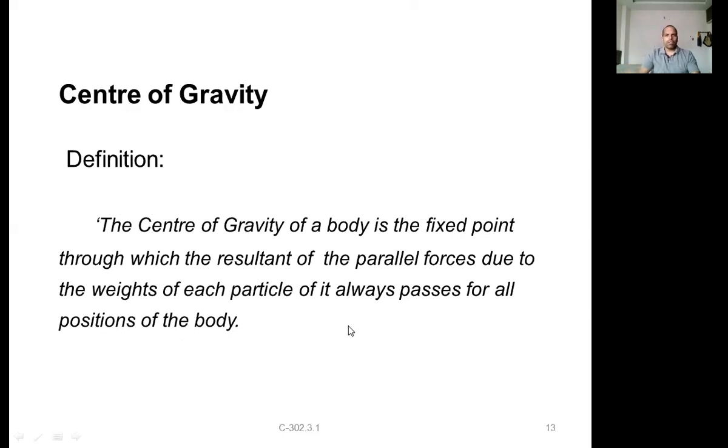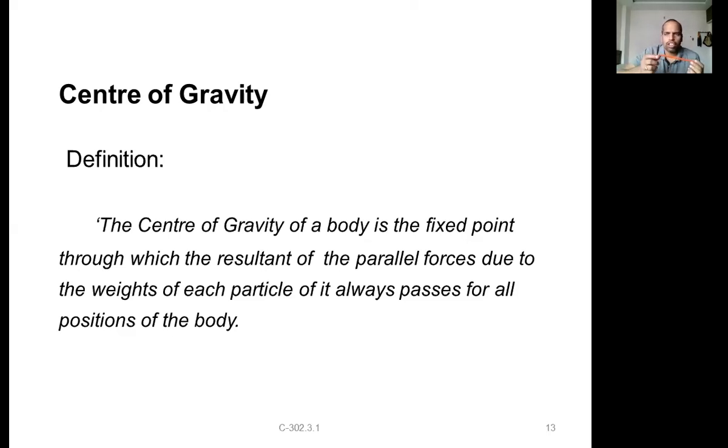So the center of gravity of a body is the fixed point. That is what we have discussed so far, through which the resultant of the parallel forces due to the weights of each particle always passes for all positions of the body. We take a fixed point, and we got it by calculating the resultant of all the forces, all the particles' weights.